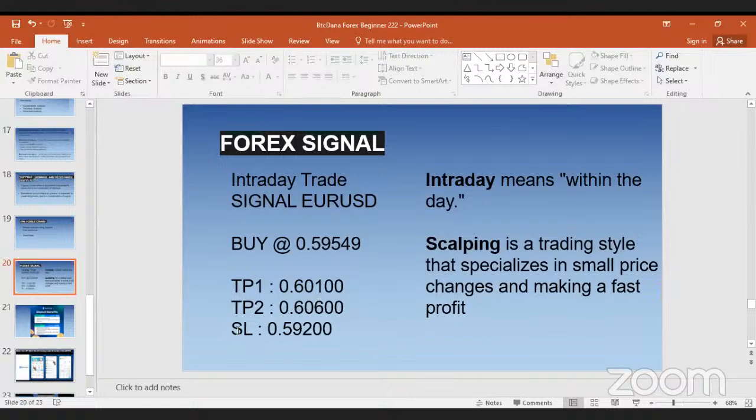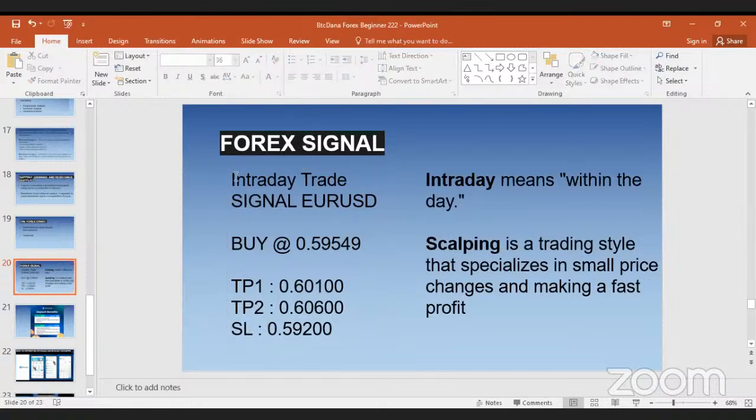And then we have the SL, which means stop loss. Now this stop loss is where you want your market to get to in case the market doesn't go the way we've analyzed. So if the market doesn't go our way, we don't want to lose all of our money. We definitely want the market to get to a point and then it stops. So that's what we mean by our stop loss.